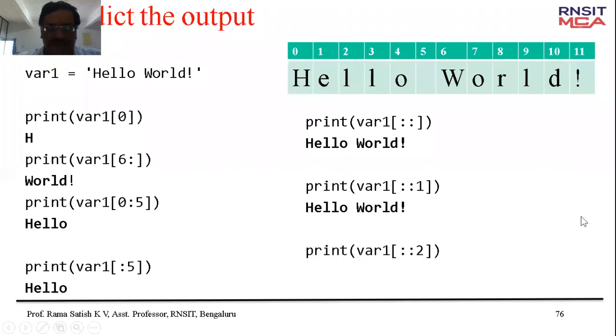And now look here. In this case, var1[::2]. It skips. H is printed, next L is printed, next O is printed, next W is printed, next R is printed, then D is printed. That's all. The next index is 12, and the 12th character is not there. So H, L, O, W, R, D.